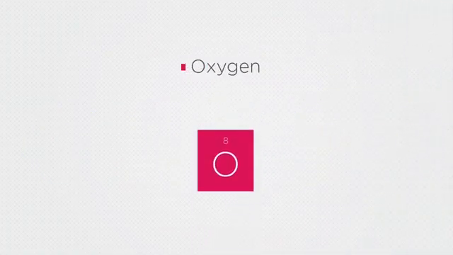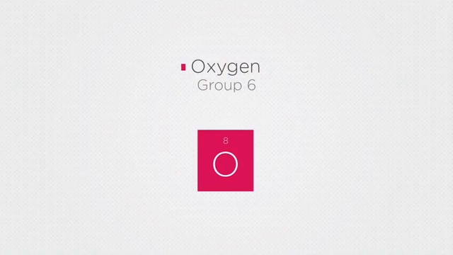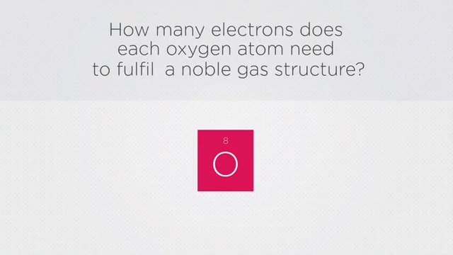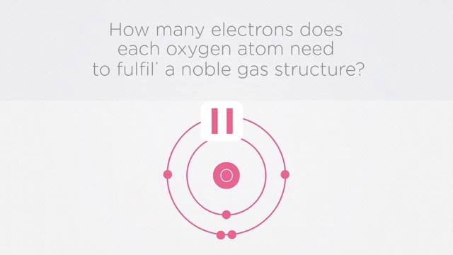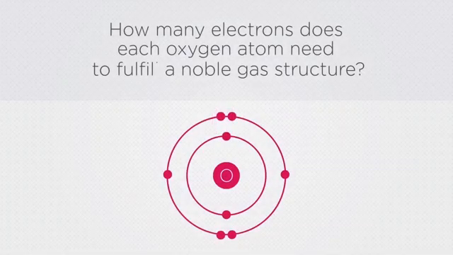In the next example, we are going to consider oxygen. It's in group 6. Therefore, how many electrons does each oxygen atom need in its outer shell to fulfill a noble gas structure? Remember, oxygen has 8 electrons in total, so we would need to fill the second shell. Pause the video and continue when you're ready. The answer is that each oxygen atom needs 2 more electrons before fulfilling a noble gas structure.